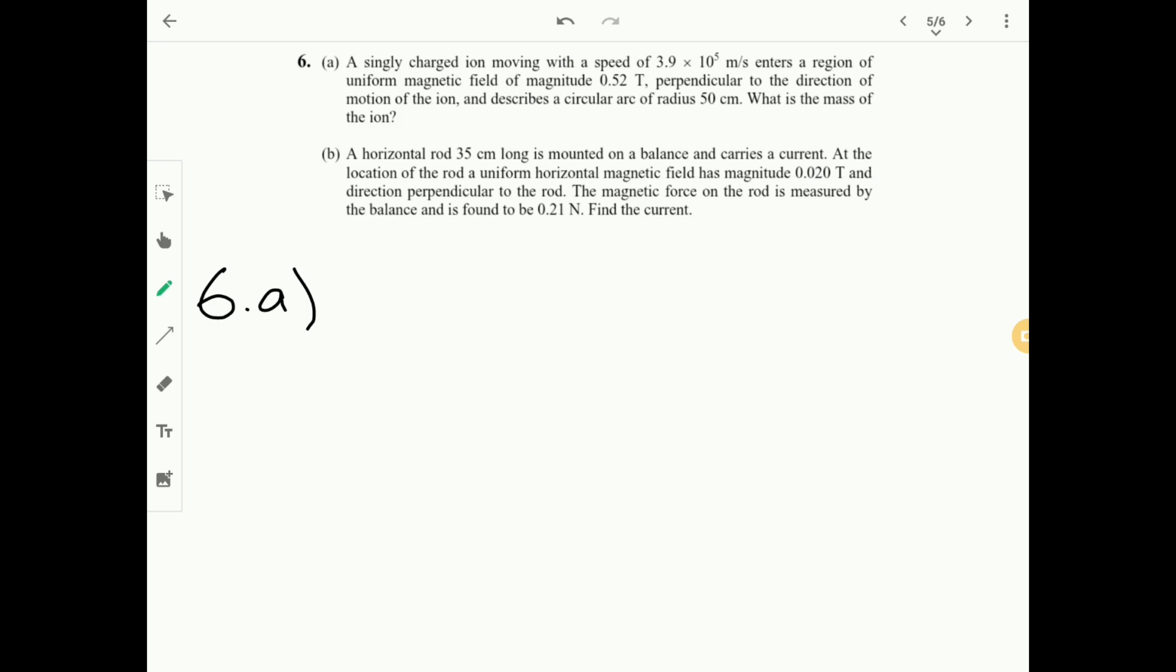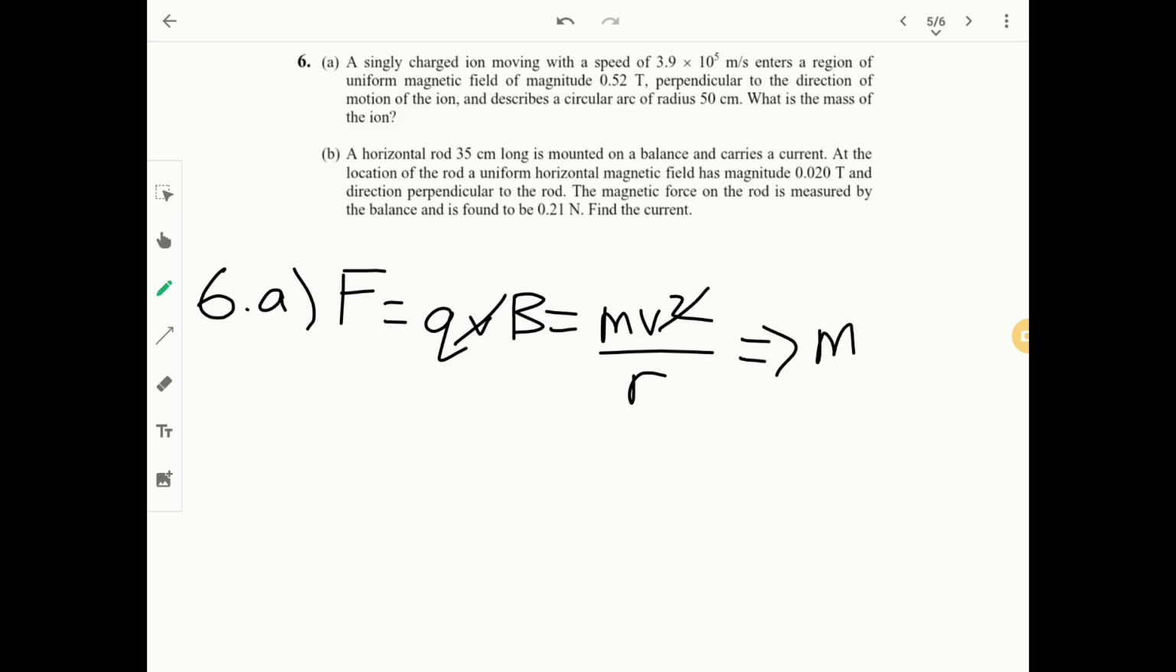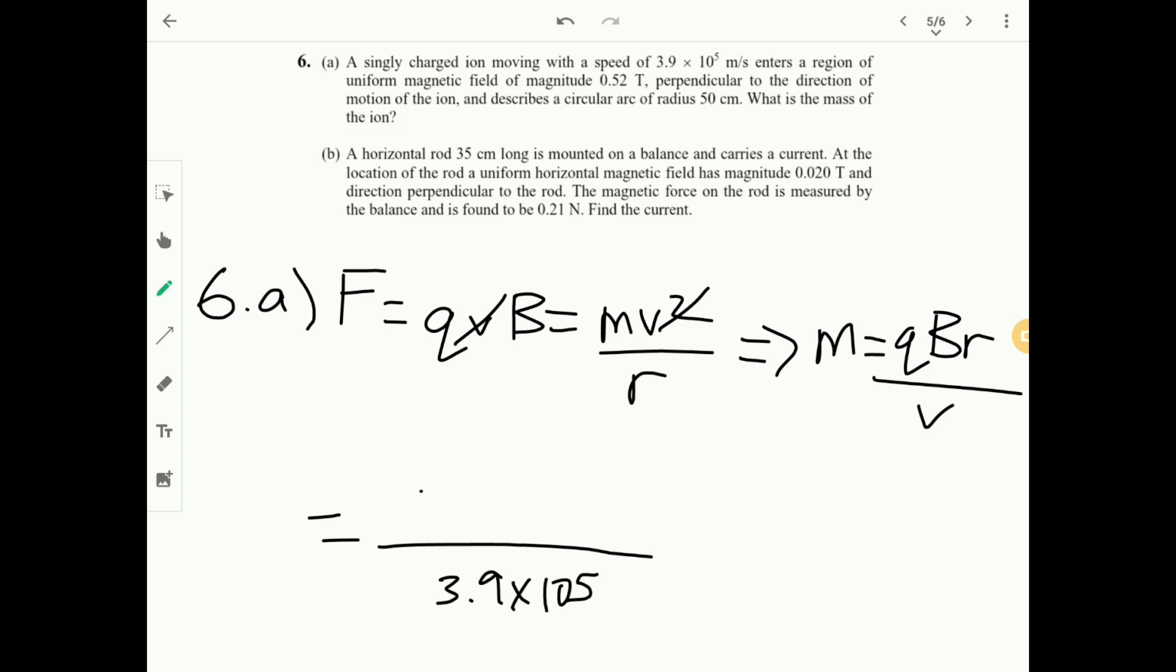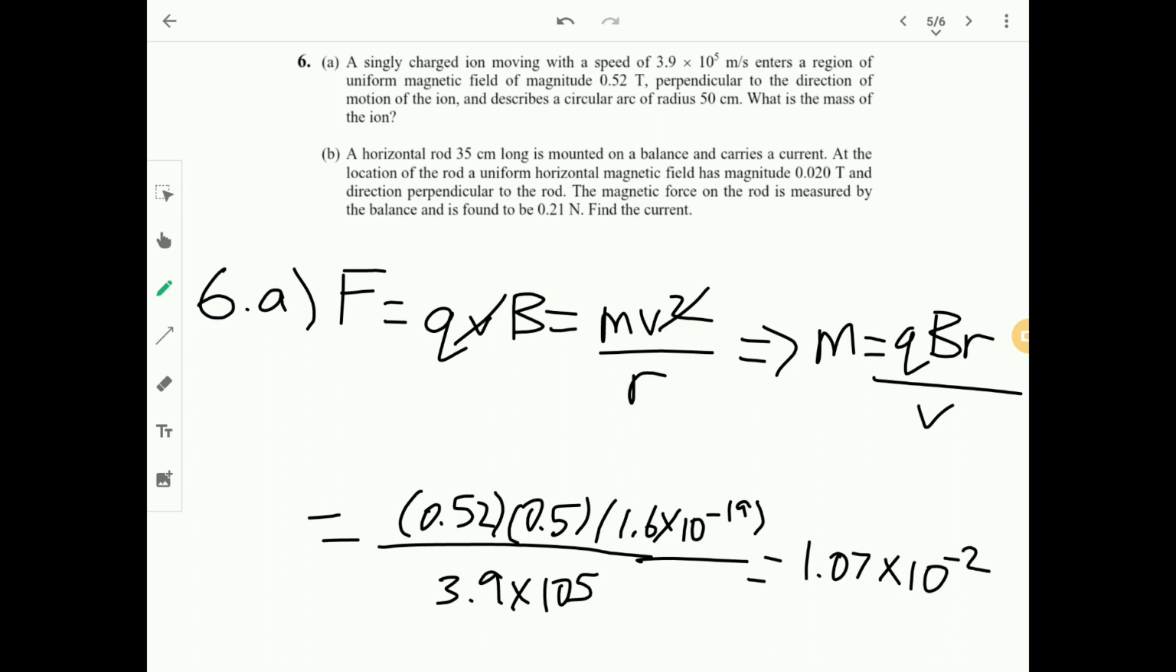Alright, let's check together. So if we remember, QVB sine theta, where sine theta is 1, sorry. QVB equals mv squared over r, and we're looking for m, so the v cancels with the v. M is in fact QBR over V. A singly charged ion. So the velocity is 3.9 times 10 to the power 5, 0.52, 0.5 meters, and the charge is 1.6 times 10 to the power minus 19 because it's singly charged. They haven't mentioned otherwise. And our mass is a very small mass of 1.07 times 10 to the power minus 25 kilograms. An easy way whenever you're dealing with uniform circular motion is to set the forces equal, and then you can look for whatever you're looking for, right?